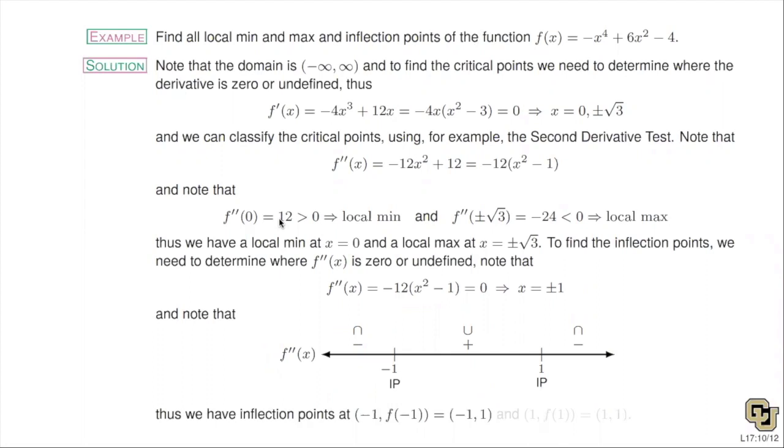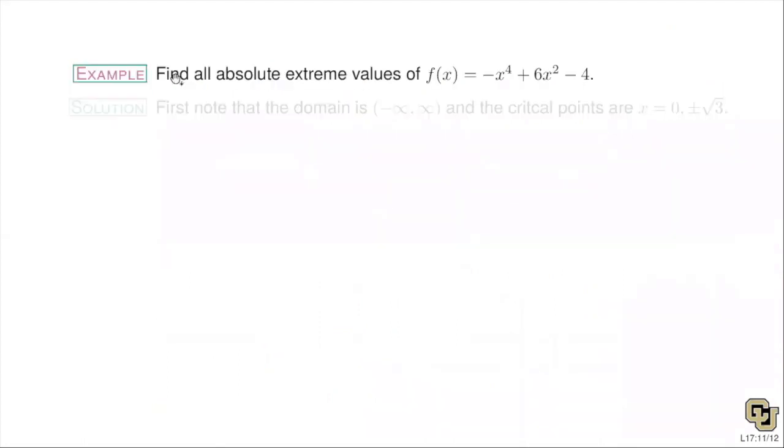And for inflection points, I've given here the x and y coordinate because typically that's what you want if you're graphing it. So I also want to contrast this example. This is how we found local extrema, but then I also want you to think about what are the absolute extrema of this function? Here, this is the same function, but now I want us to think about absolute extrema.